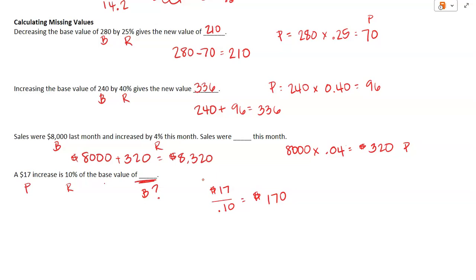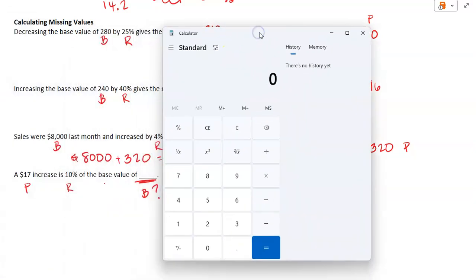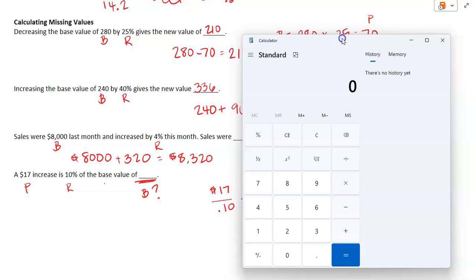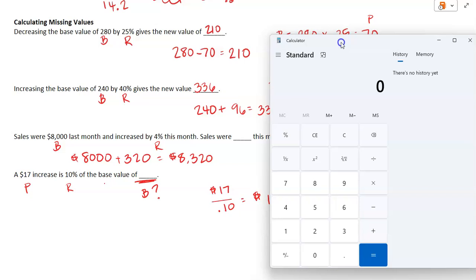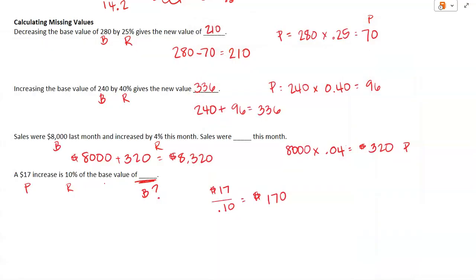So a $17 increase is 10% of the base value of $170. And so you can even double check that with your calculator. So we can see if $17 really is 10% of 170 by simply taking our base of 170 and then multiplying that by 0.10, which is 10%, and that is in fact $17, which is our portion.